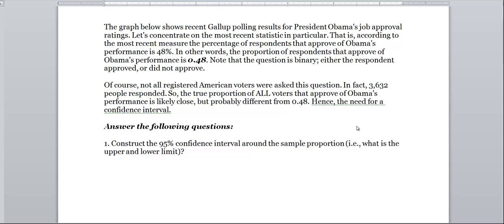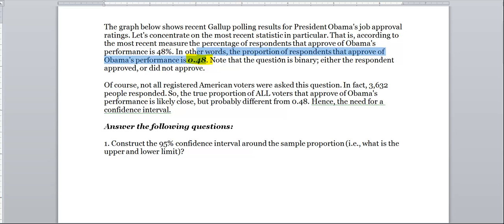And so I showed a graph of the Gallup polling results, and I wanted you to look specifically at the most recent statistic, the statistic of 0.48. And that's the proportion of the respondents that were asked the question, do they approve of Obama's performance? That's 48% said that they did.